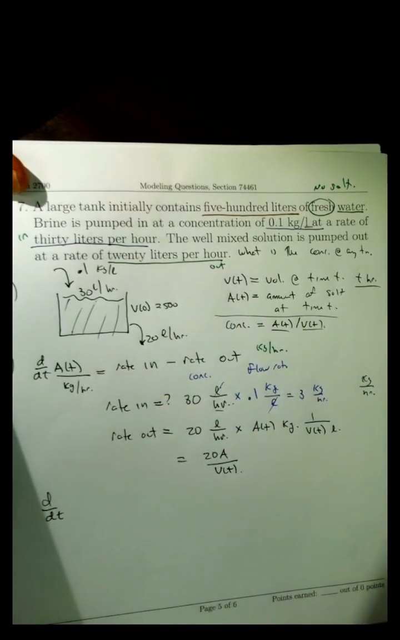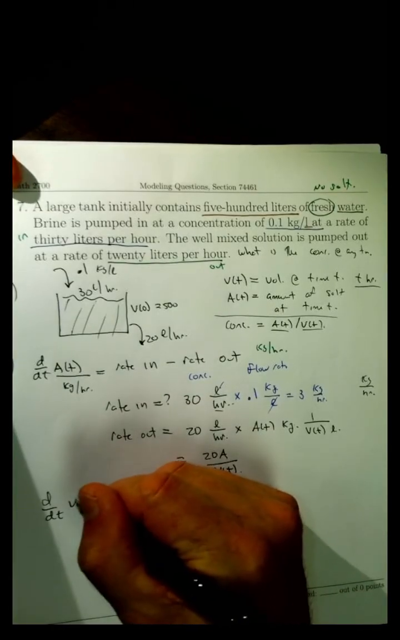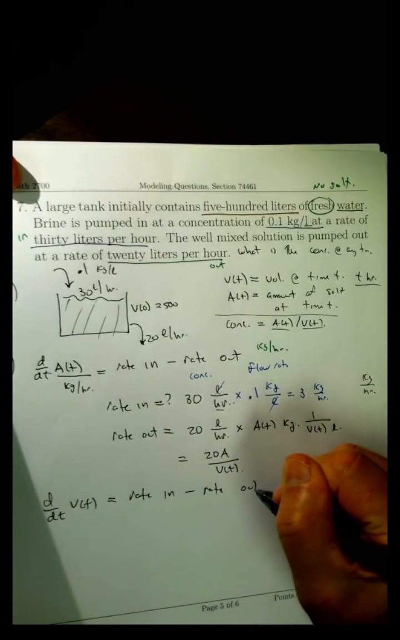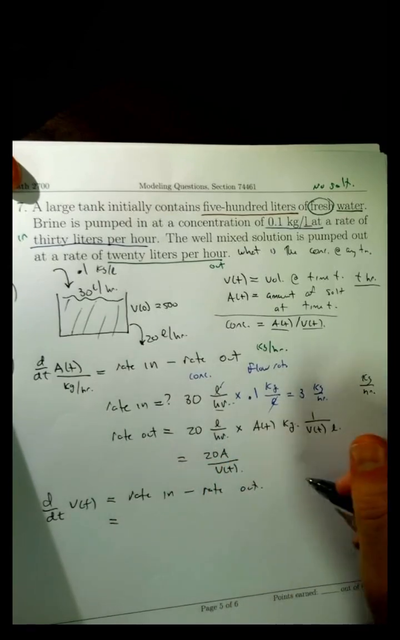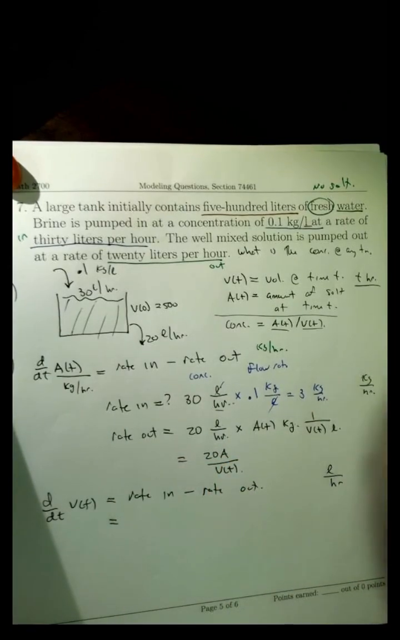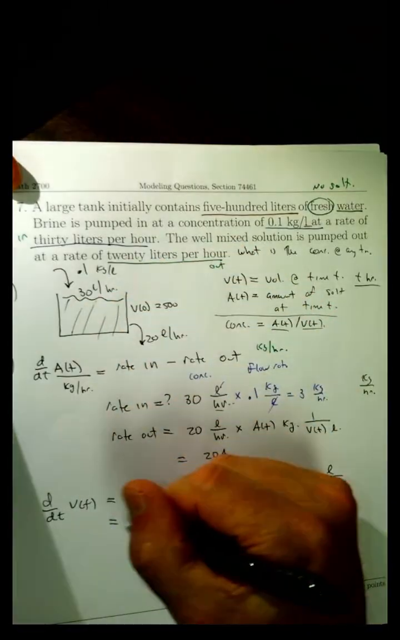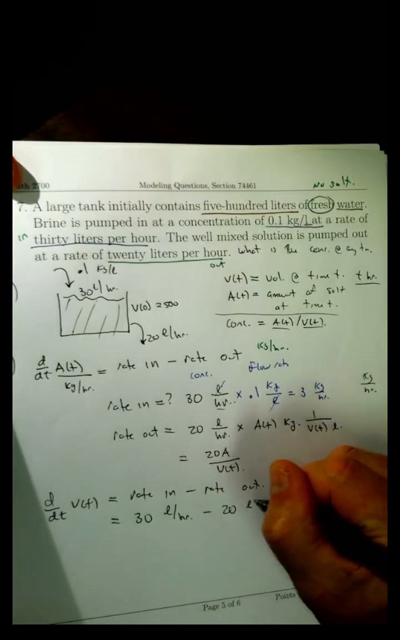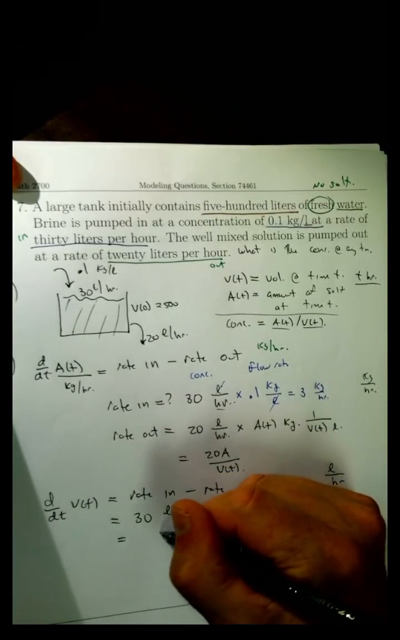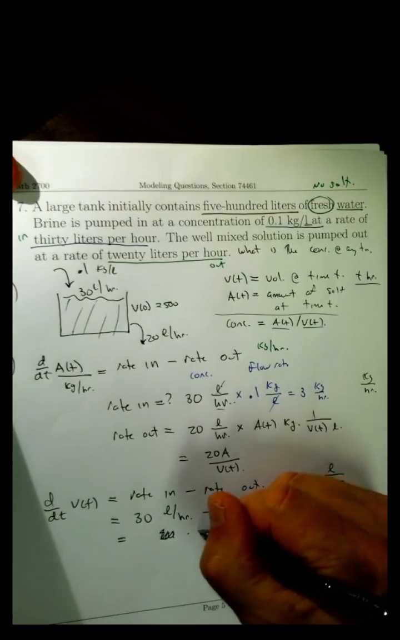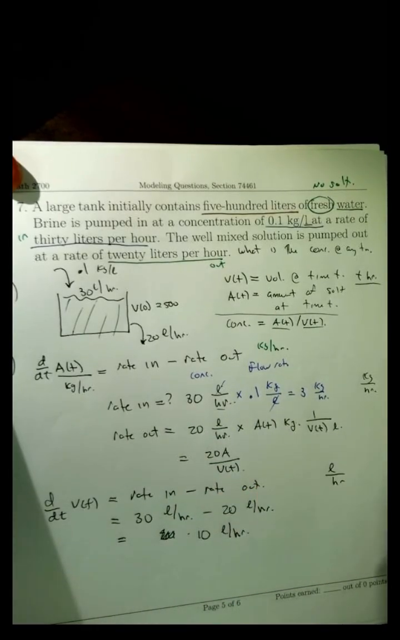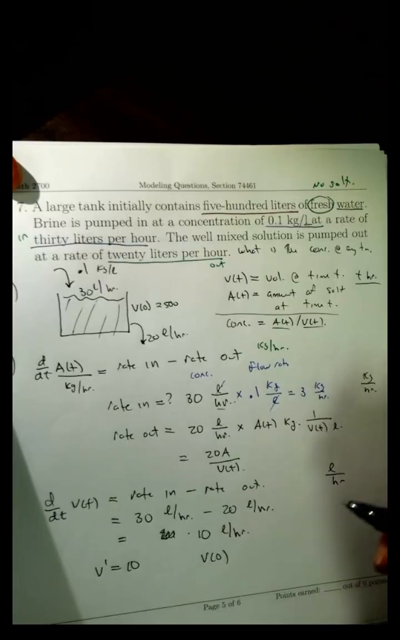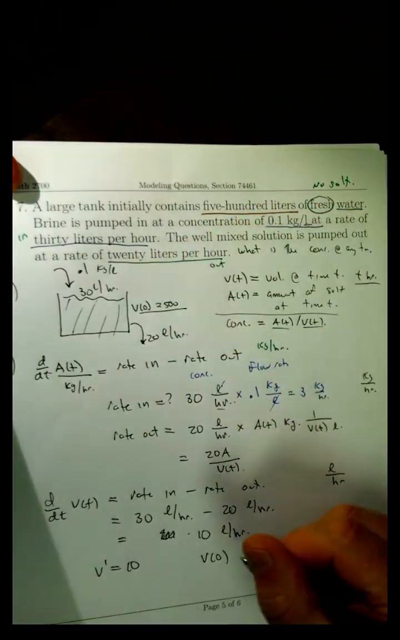Well, for my V of t, the rate of change of the volume, again, is going to be rate in minus rate out. So the volume is liters, and so the rate of change is going to be liters per hour. So I have 30 liters per hour coming in, minus 20 liters per hour going out. So 30 minus 20 is 10 liters per hour. So the derivative of V is 10. And I know that initially there's 500 liters.